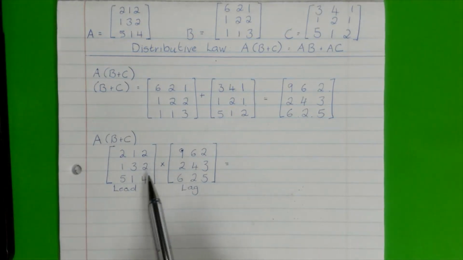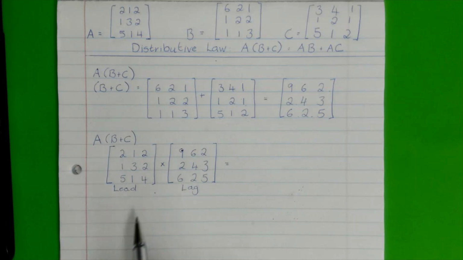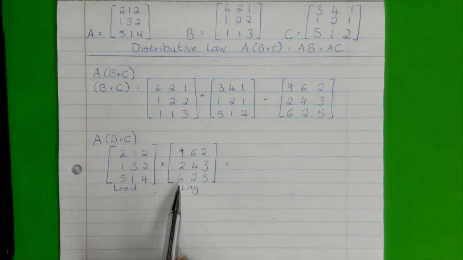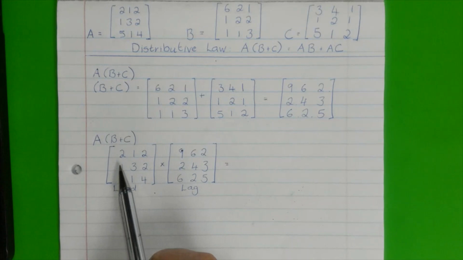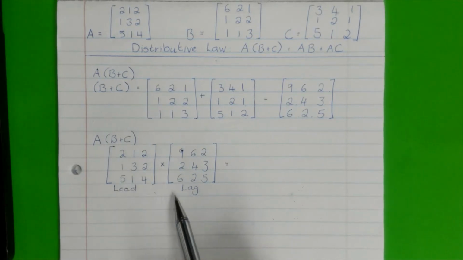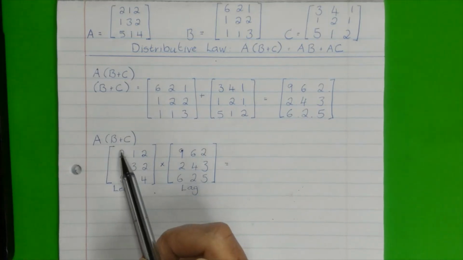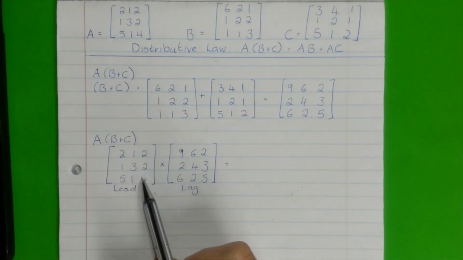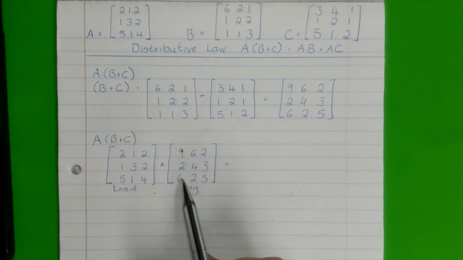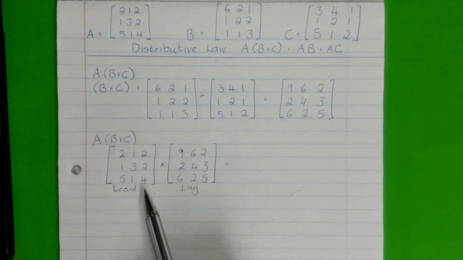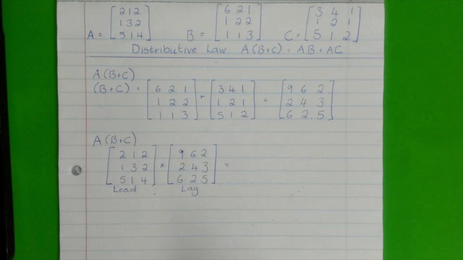So before doing the multiplication, we first of all need to check whether these matrices are conformable for multiplication, and for that to be the case, the number of columns in the lead matrix needs to equal the number of rows in the lag matrix, and that is the case here. We've got 3 columns and 3 rows, which means that we can go ahead and multiply these two matrices.